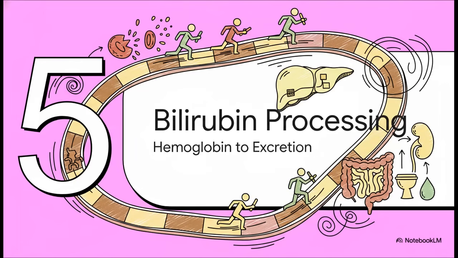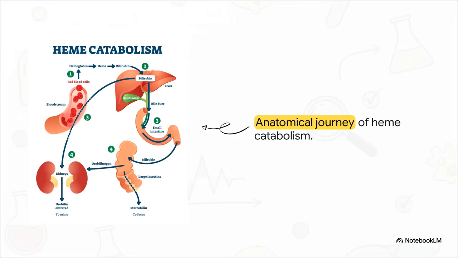Section 5. Bilirubin processing steps, from hemoglobin to excretion. To truly understand those lab results, we've got to look under the hood. Bilirubin metabolism is like this beautifully coordinated relay race, and this image maps out the anatomical journey perfectly. Starting up at the top left in the bloodstream, we see red blood cells breaking down into heme, which becomes unconjugated bilirubin. It then travels over to that large red liver on the right for processing.